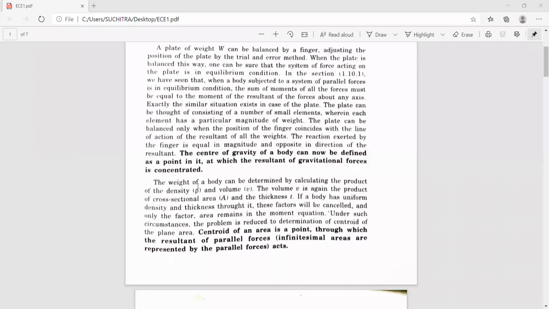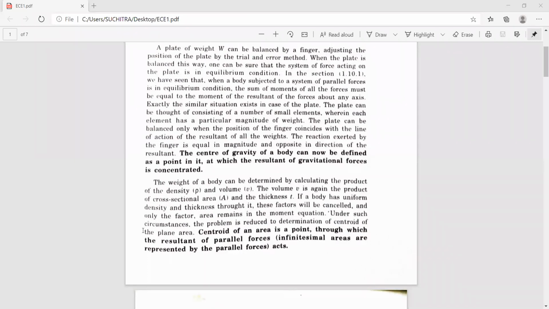Now, the weight can be calculated as a product of density and volume. Again, volume is a product of cross-sectional area and thickness. If we assume that the body has uniform density and thickness, these factors can be neglected, and only the area remains in the moment equation. Under such circumstances, the problem is reduced to determination of the centroid of plane area. So we'll be dealing with the centroid of plane area.